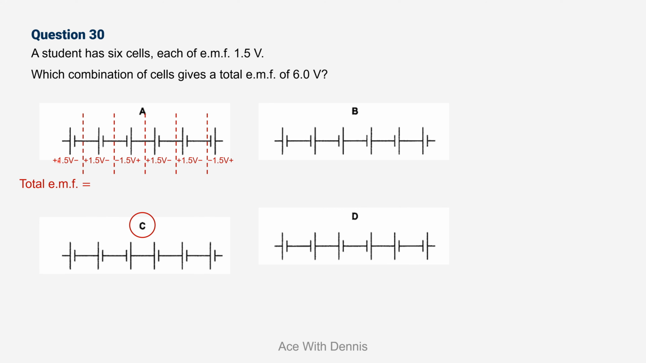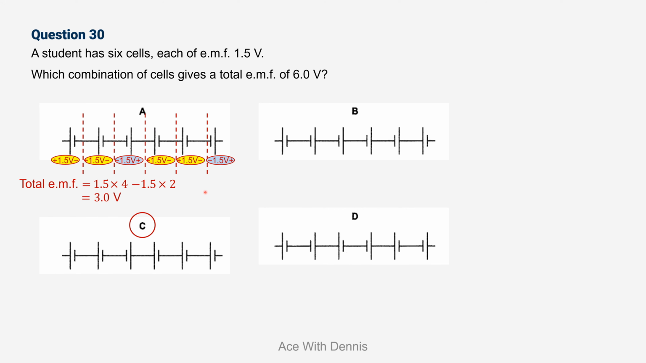Okay, now we calculate the total EMF. If it starts with positive, that means you add. If it starts with negative, then we subtract. So we have 1.5 volts. We have how many? 1, 2, 3, 4. 4 cells arranged in the same direction, and then we subtract 1.5 for the opposite direction. How many do we have? We have 2 cells connected in the opposite direction, hence we subtract 1.5 times 2. Then we calculate everything, and we get 3.0 volts.